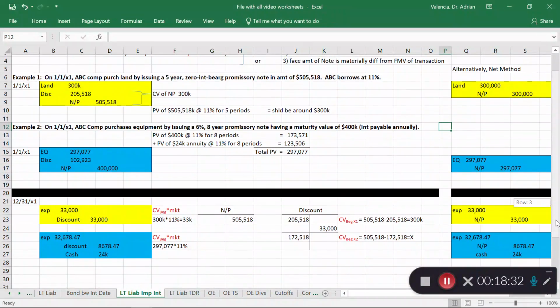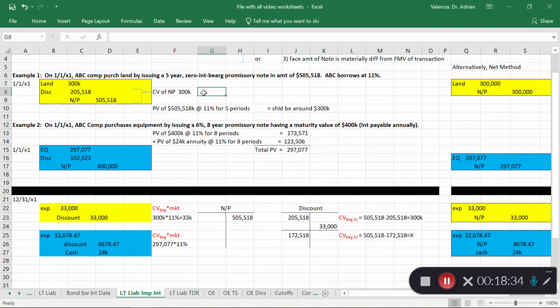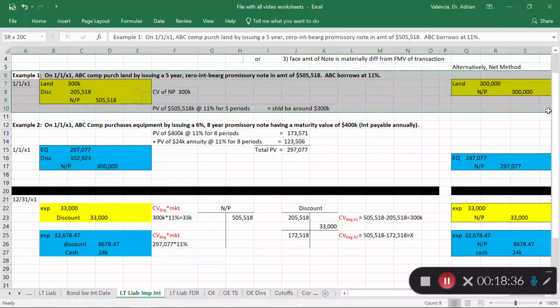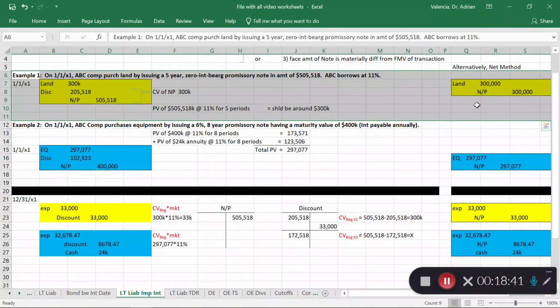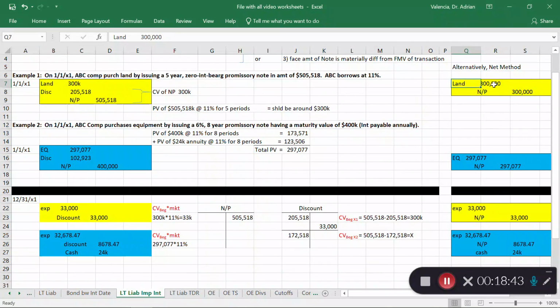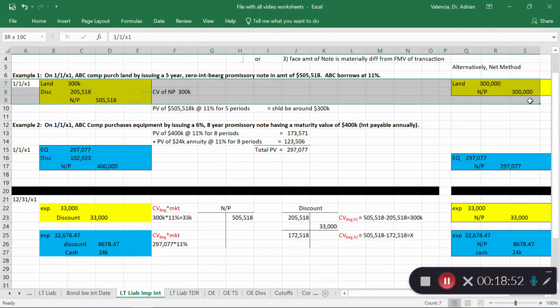So if you decide to use the net method using the same information, keep in mind that the land still goes in the books at 300, but notice how I put the note at 300, not using the discount. These two things, for all practical purposes, are the same thing, because this is telling me that the carrying value of that note is 300. This is also telling me that the carrying value of that note is 300. So it doesn't change anything.